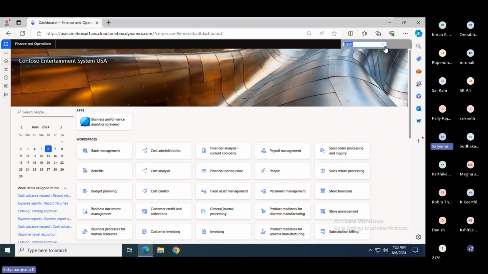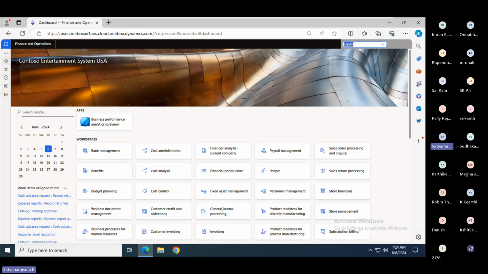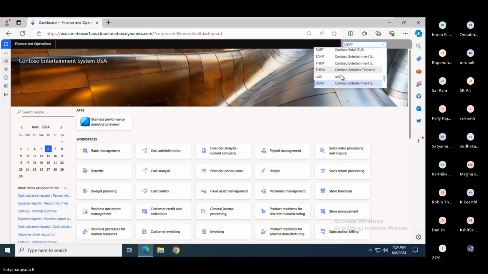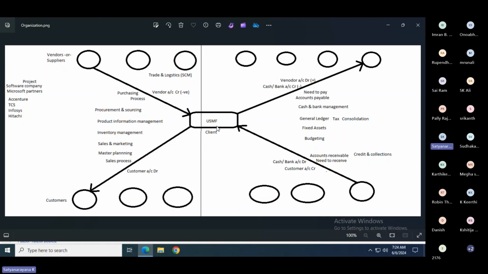Okay, so if you look at this one, there are so many companies starting with B. These are created by me to explain the batches. So B009, B0010, 11, 13, 14, all I have created. Okay, so for practicing, initially you need to do USMF. You need to understand from USMF. That is the reason I have written here: this USMF company is your company.